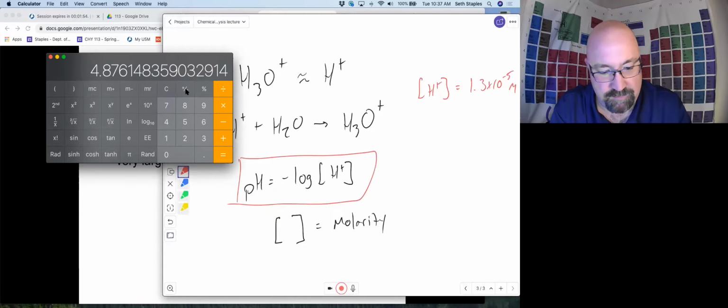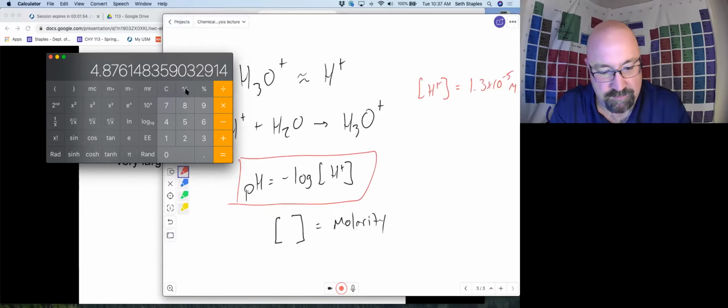And so this is just to show us this log scale. If we have a hydrogen ion concentration of 1 times 10 to the negative 1, so 0.1, our pH is 1. Hydrogen ion concentration of 0.01, our pH is 2, and so on. So just to see that relationship.